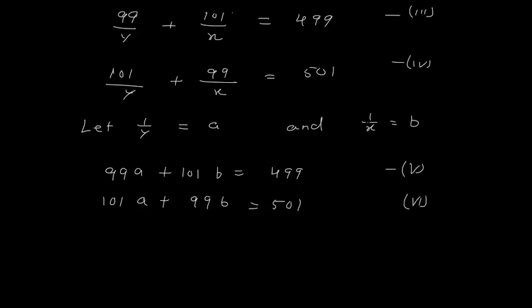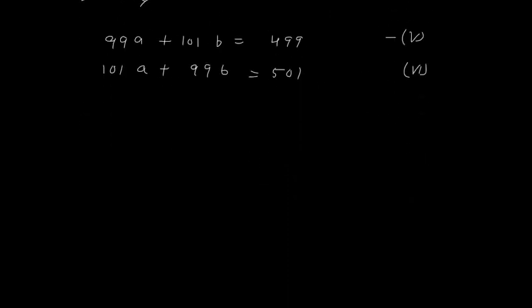Now this is a typical type of problem in which the coefficients of a and b are interchanging in both the equations, right? 99a plus 101b, and here it is 101a plus 99b. So the coefficients are interchanging. Now if you recall, for these types of problems we first add them, then we subtract them, and then again we add them. We get the value of x and y. So it is very simple, right?